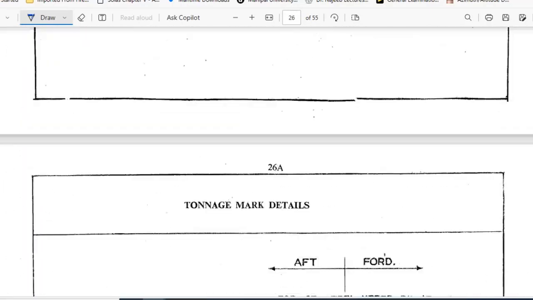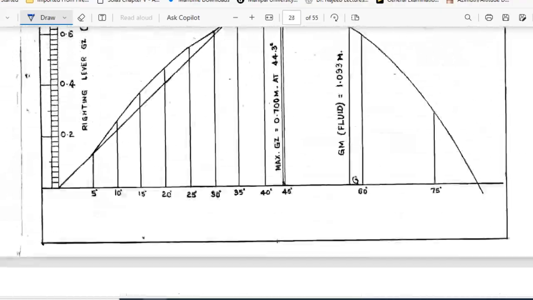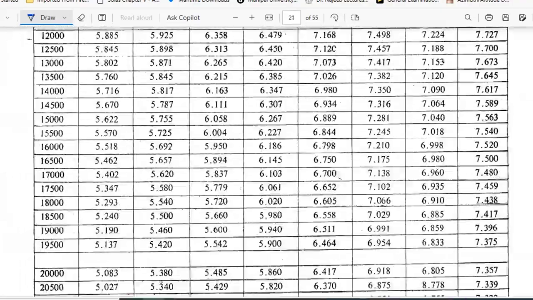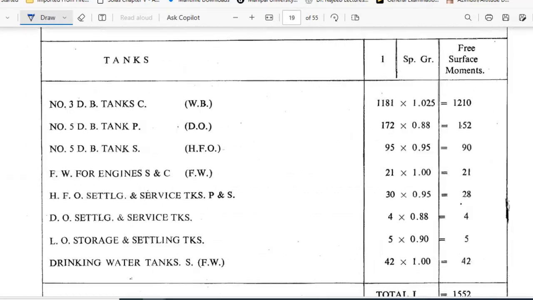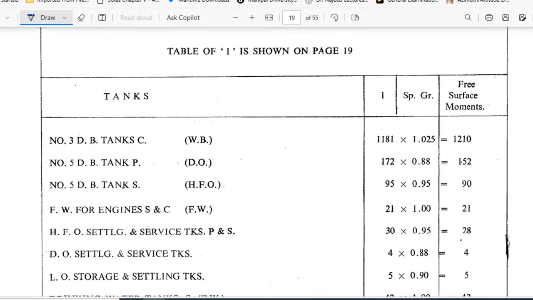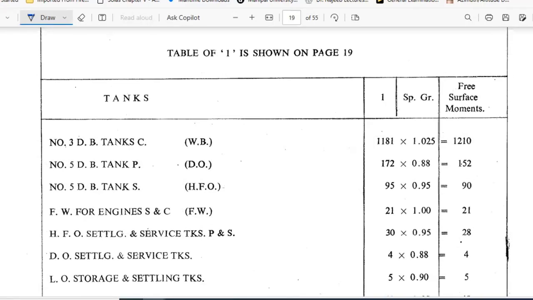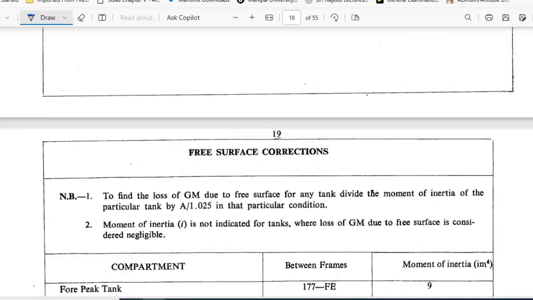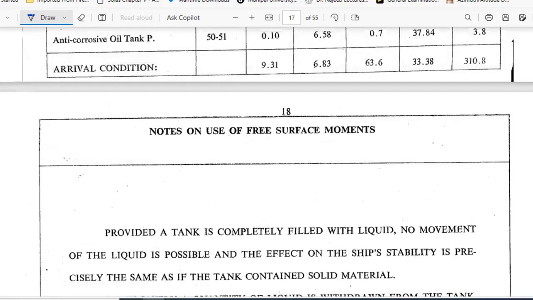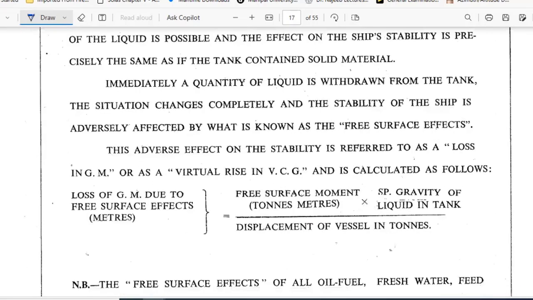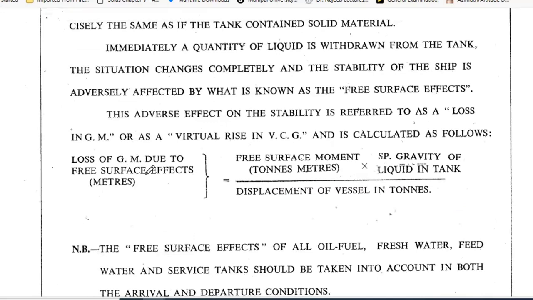Immersion table, page number 23, 21. So here you have the table, page number 18 onward. Here they have made your life easy and simple. What they are saying, and the formula is written here.